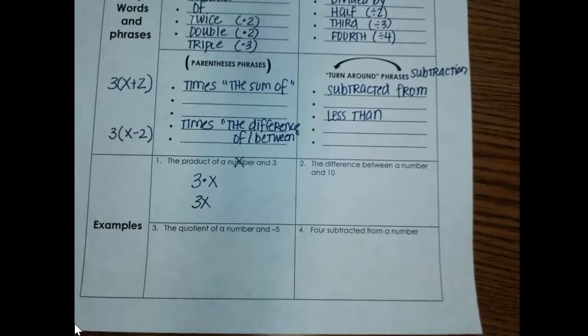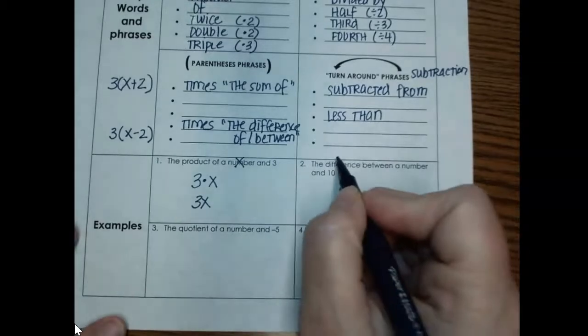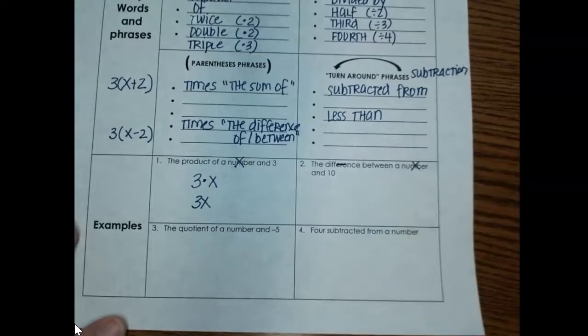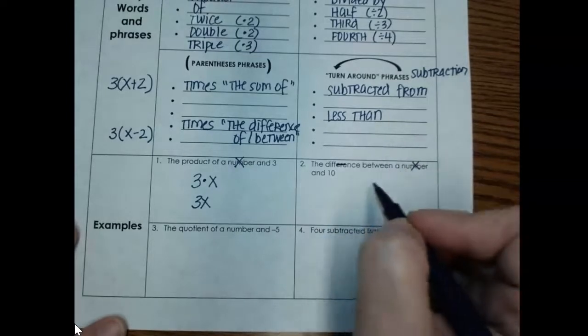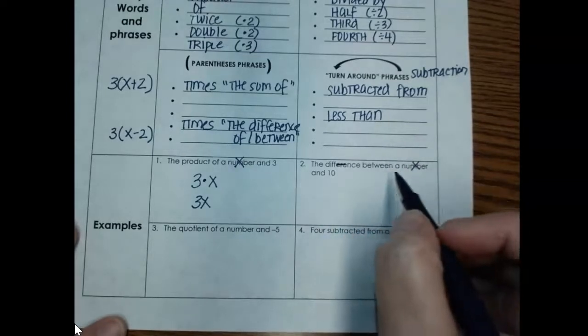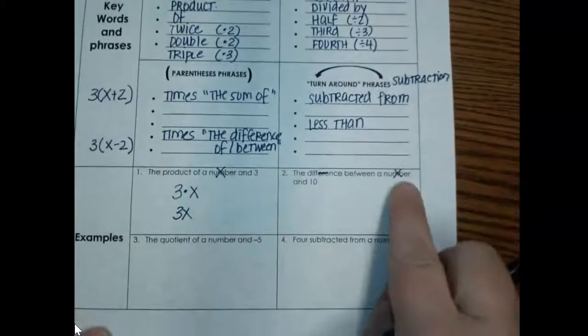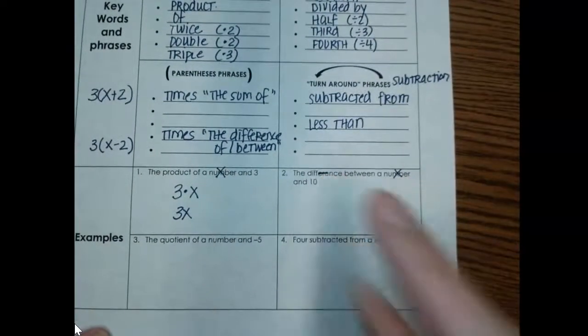The difference between a number and 10. So difference means subtraction. A number, we don't know what it is, I'm going to call it x, and 10. So the difference between, it's not a turnaround phrase, so we can just go ahead and do it in the order it's written, x minus 10.